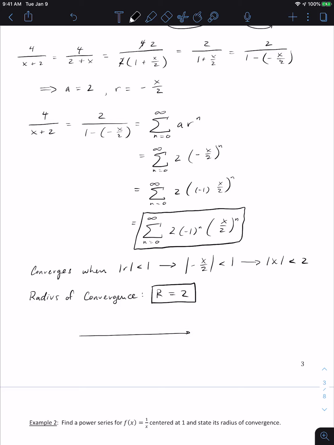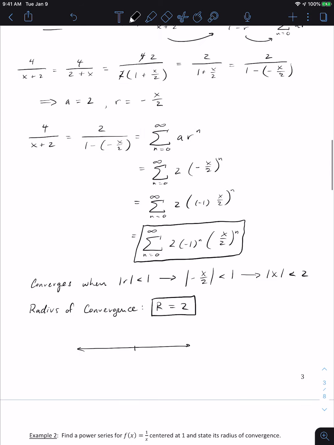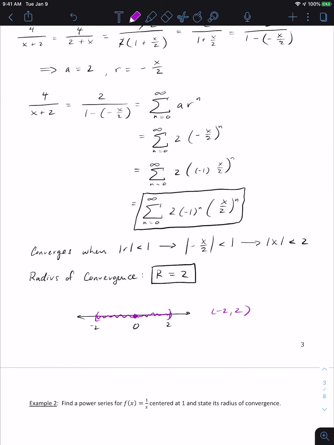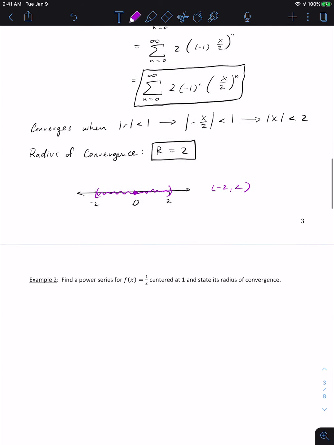And then just for fun, what is my interval of convergence? Well, where am I centered at? I'm centered at x equals 0. And I have a radius of 2, so this is 2, this is negative 2. So this is what my interval looks like, negative 2 to 2. We just don't know what happens on the endpoints. In this case, actually, the endpoints don't converge. Okay, so let's look at another example here. Find a power series for f of x equals 1 over x centered at 1 and state its radius of convergence.